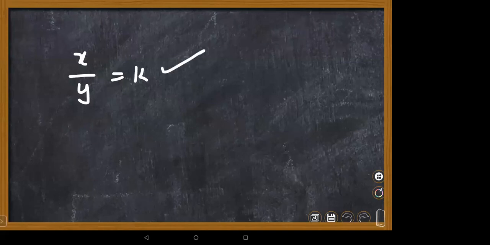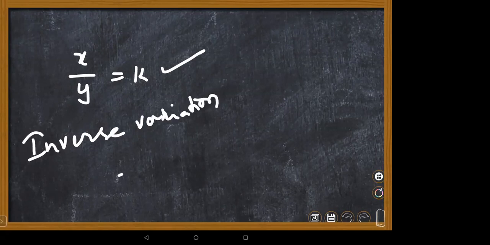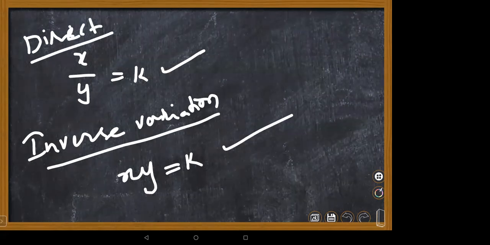Now coming to the inverse variation. What do you know about inverse variation? Ma'am, the formula then will be x1 into y1 is equal to x2 into y2. Very good. Xy equal to k, children. In inverse variation, xy equals k. In direct variation, x by y equals k. Yes, these are very, very important formulas. Please remember, children, where k is constant.